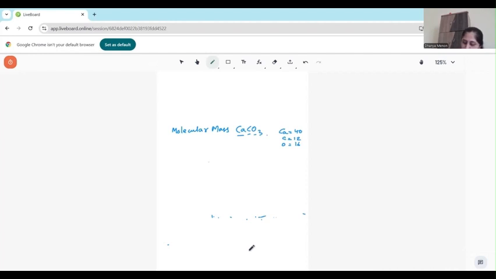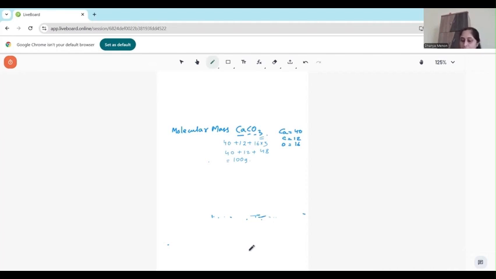So calcium कितना हुआ 40 plus carbon कितना हुआ 12 plus oxygen is how much 16, and there are 3 atoms of oxygen, so 16 times 3, so 40 plus 12 plus 48. Okay, so 88 plus 12, that's equal to 100 grams. Okay, so this is how you find out the molecular mass.